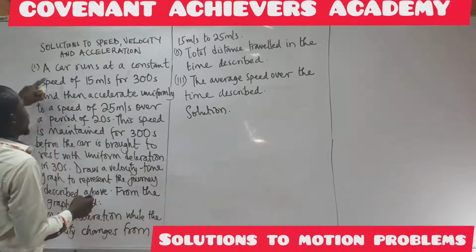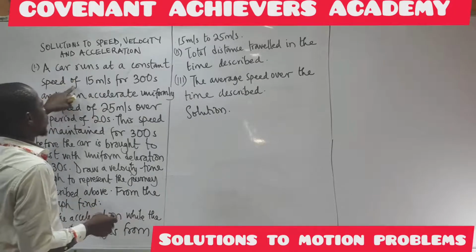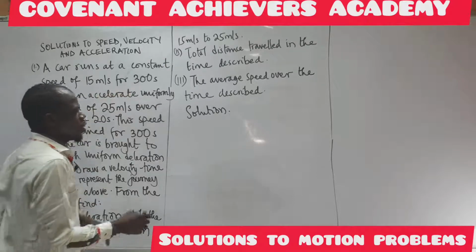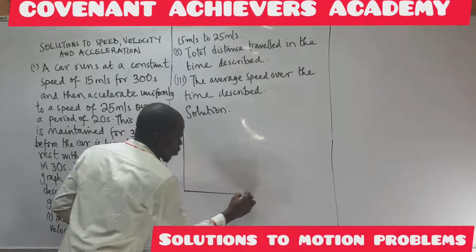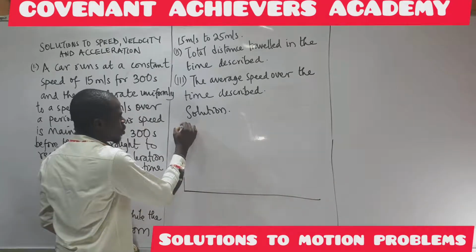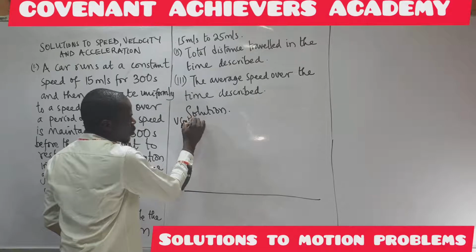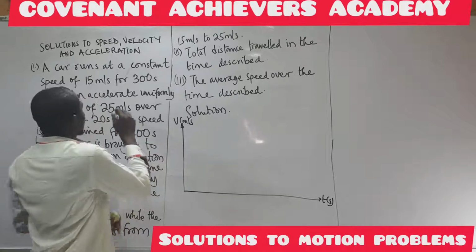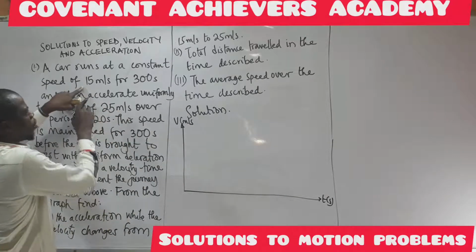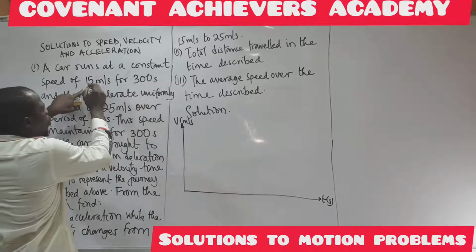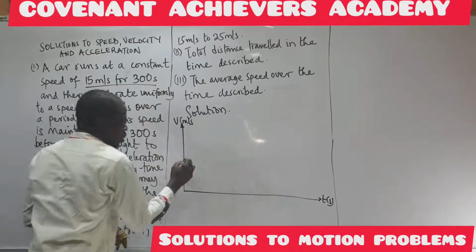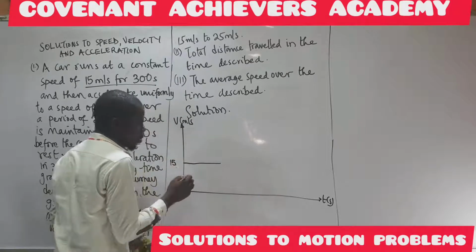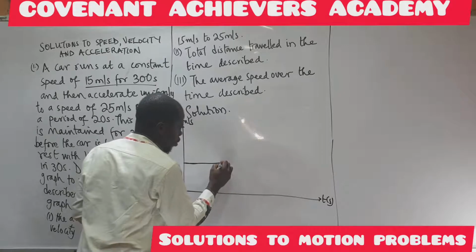Now, we are given that a car runs at a constant speed of 15 meters per second for 300 seconds. We are not told that the car starts from rest. This is your velocity in meters per second, and this is your time in seconds. It runs at this speed of 15 meters per second for 300 seconds.